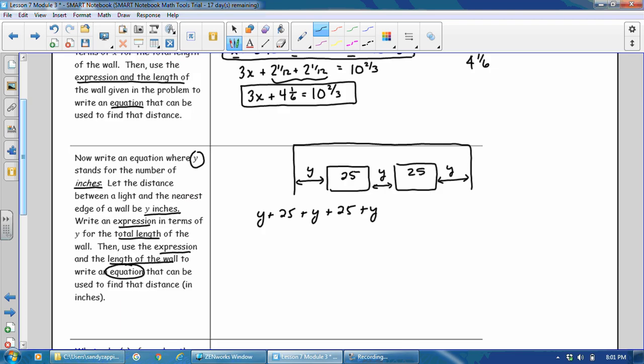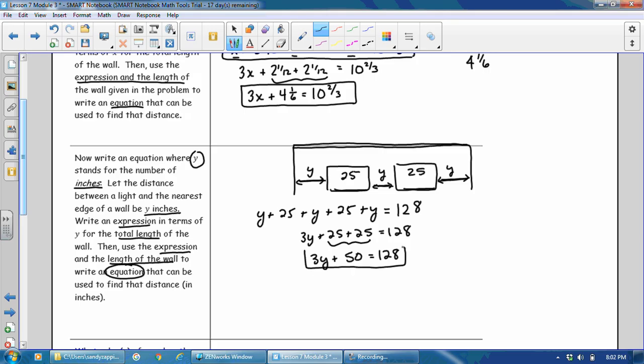Well, we know that the whole length of the wall is equal to 128 inches. 128 inches represents the whole wall, and y plus 25 plus y plus 25 plus y also equals the whole length of the wall, so they are equivalent to each other. We can combine our like terms. So we have 3y plus 25 plus 25 equals 128, and we can also combine our constants. 3y plus 50 equals 128. So now we have an equation that we could use.